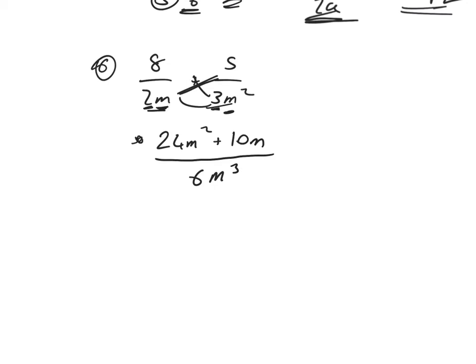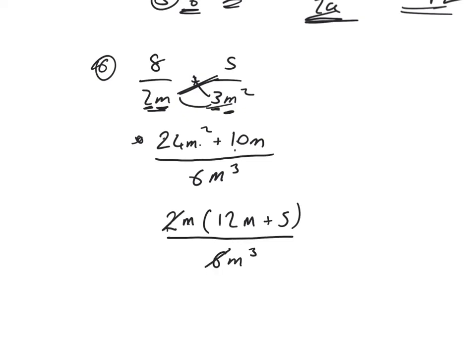Okay, so I can't collect terms together at the top, but I can definitely take out a highest common factor, so I take as much as possible. From 24 and 10, I can take 2, but I can also take m. So 2m times what gives me 24m squared? Well, 2 up to 24 is 12, and m up to m squared is m, 12m. 2m up to 10m, well, that's 5, over 6m cubed.